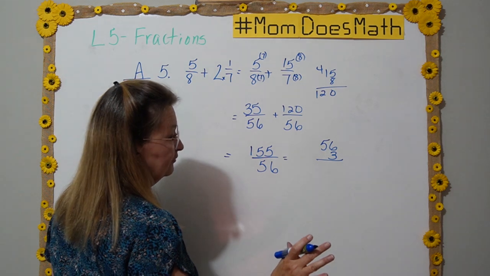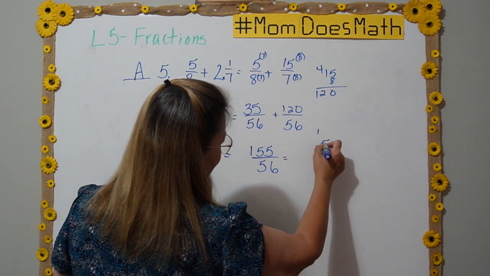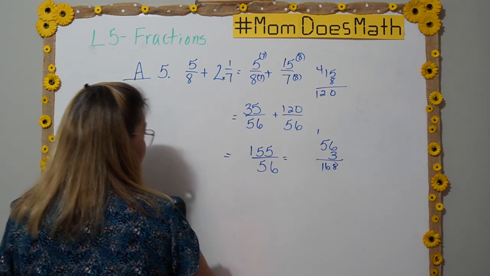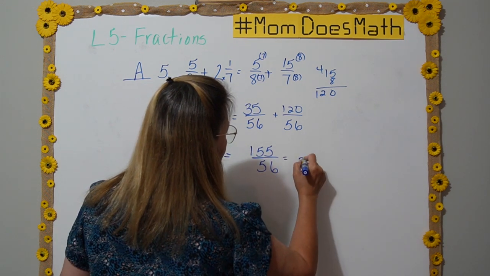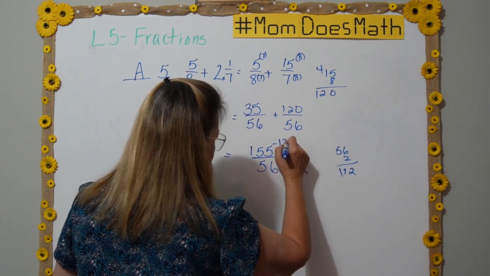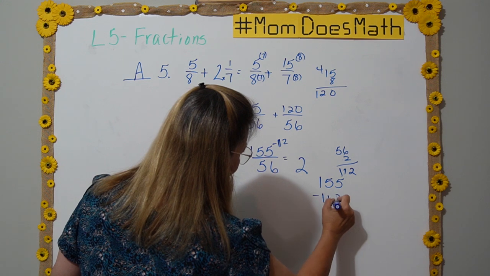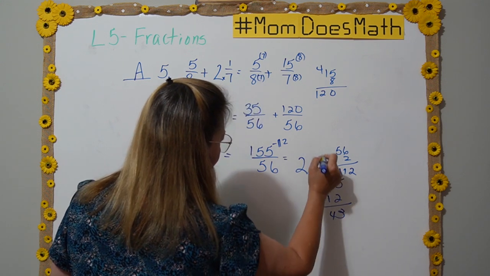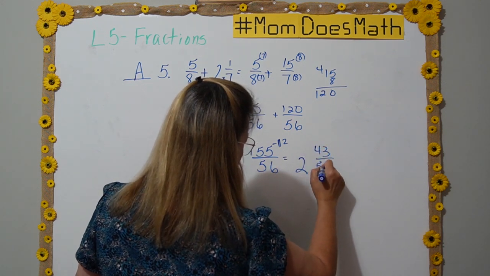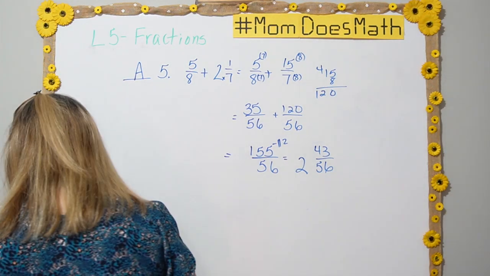Remember, we don't have a calculator for these. We are doing no calculator. So 3 times 6 is 18, and 15, 168. That tells me that 3 is going to be too much. So I'm just going to have to go with 2. Now what's 56 times 2? 112. So I'm going to subtract 112 from 155. And that's going to give me 43 over 56. So 2 and 43/56 is our final answer.